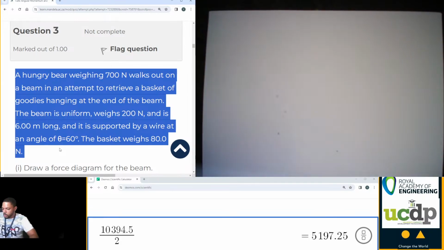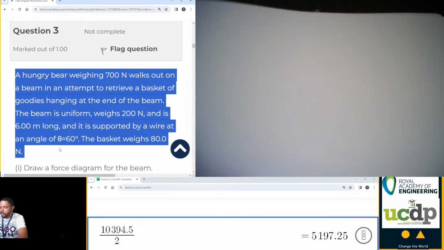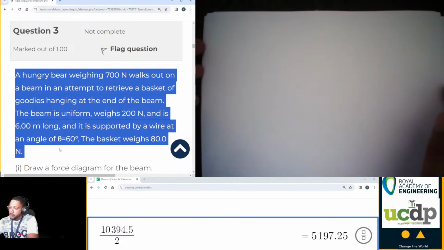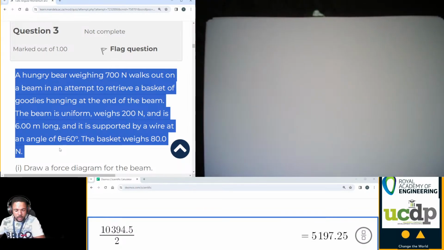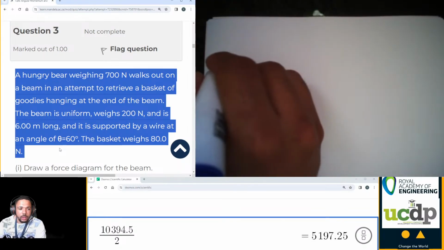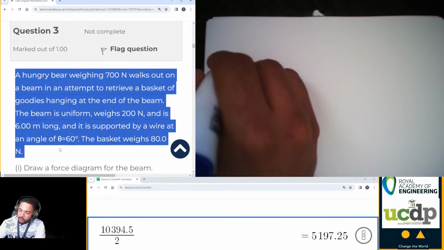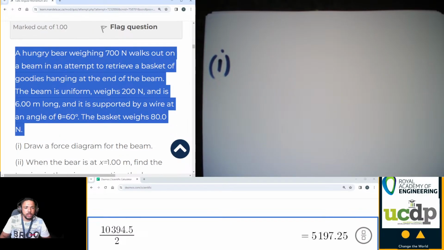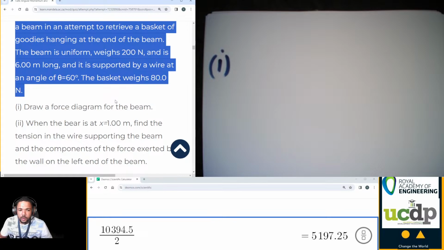Now there are a lot of forces acting on this beam. Quite a lot, mind you. That's why they ask you to draw a force diagram first. So question number 1, they ask you to draw a force diagram of this whole situation for the beam.